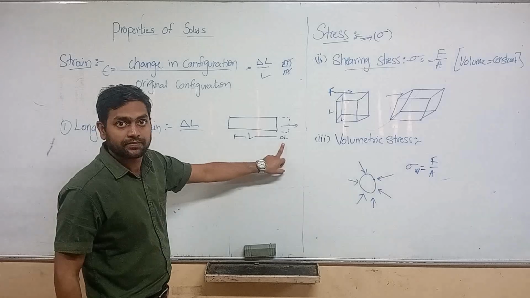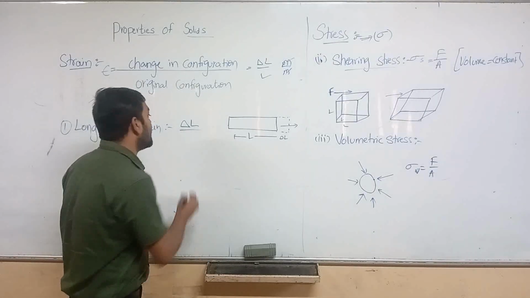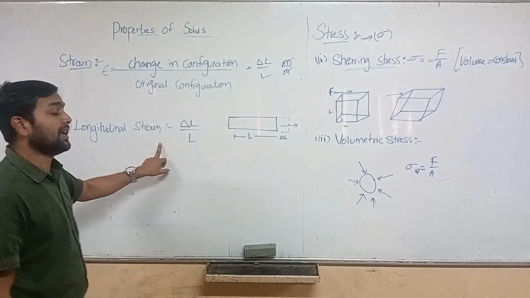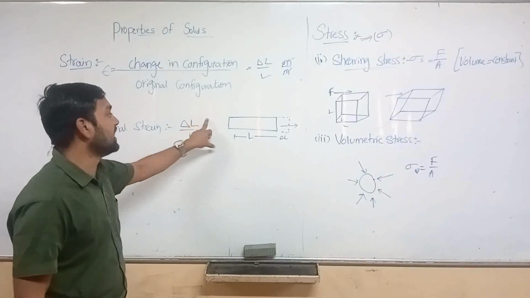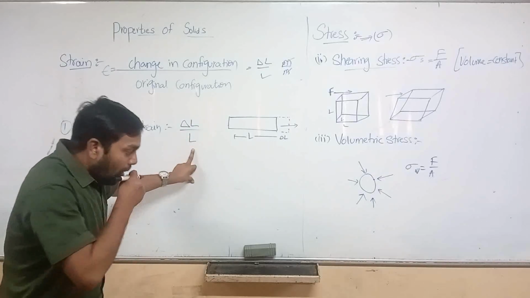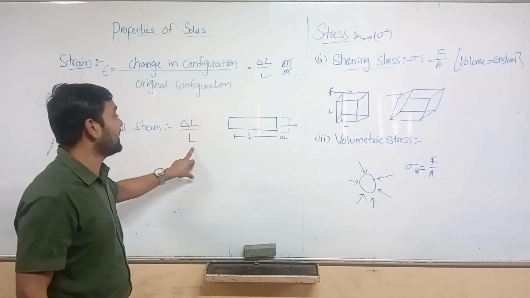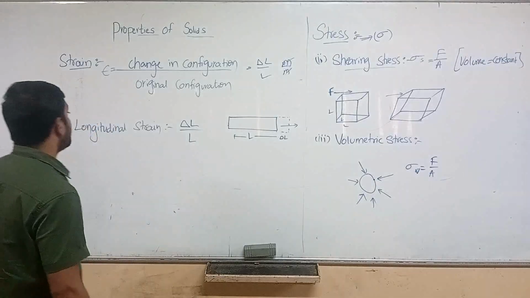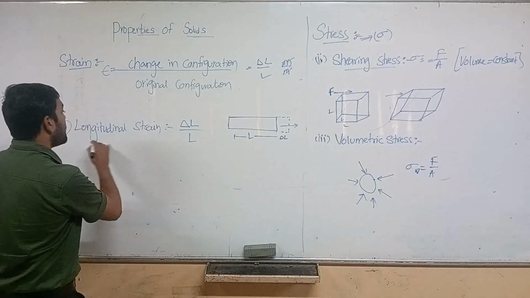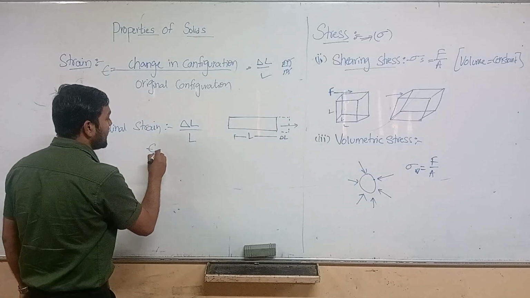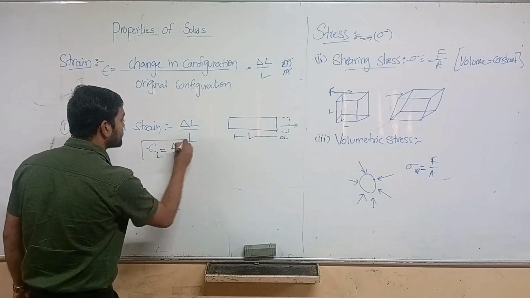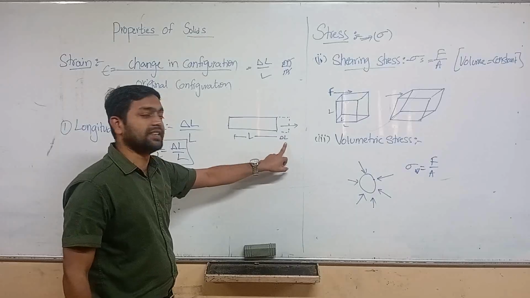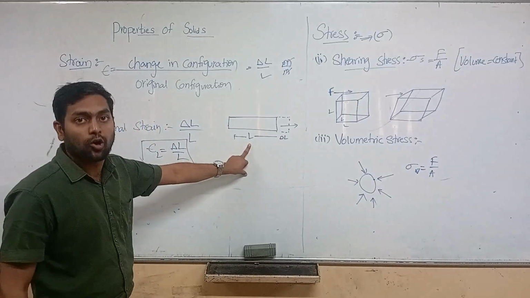Here we are taking the length, the change in the length by the original configuration, that is the original length. Longitudinal strain is the change in the length by the original length. This is the formula of longitudinal strain: E_L is equal to delta L by L. Delta L is the change in the length, and L is the original length of the object.